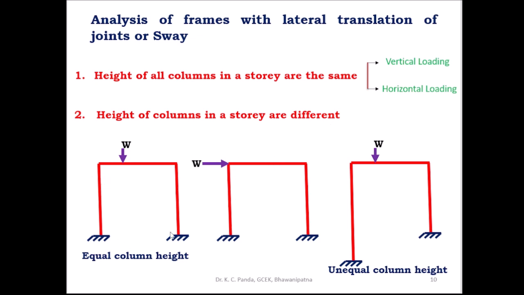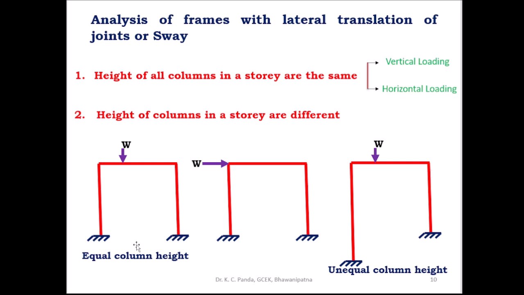Look at these two figures. So here the height of the columns of a story are same, but here having the unsymmetrical vertical loading, here having the horizontal loading. So due to this, the sway of the frame takes place, and due to this, the sway of the frame takes place. And look at this figure. Here the heights are different. So this is unequal column height, and due to unequal column height, the sway of the frame takes place.